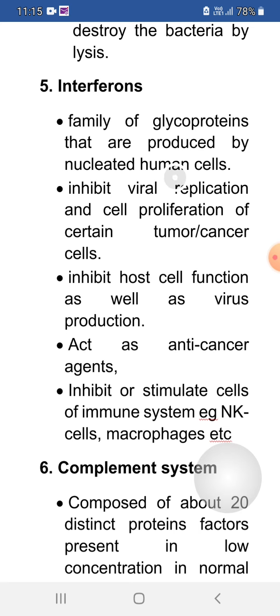So these cells mainly kill viruses by inhibiting viral replication. They can also kill other body cells. So when a cell is not normal, then interferons will kill it. These abnormal cells are cells infected by virus and cancer cells. So interferons destroy cancer cells and cells which are infected by virus.